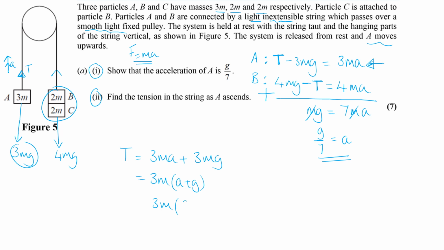The acceleration we've just found is g over 7 plus a whole g, so that's going to be 8/7 of g. 8/7 times 3m is 24mg over 7. If you do 24 over 7 times 9.8, that is going to be 33.6m, and that will be in newtons.